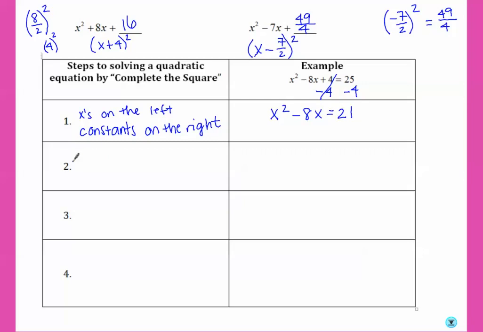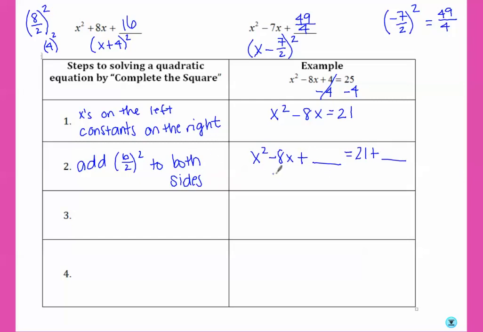Then we add b over 2 squared to both sides. In order to keep our equation nice and balanced, we have to add it to both sides. We can't just add it to one. So x squared minus 8x plus something equals 21 plus something. So in this example, our b is negative 8. So we'll have negative 8 divided by 2 squared. Negative 8 divided by 2 is negative 4. Negative 4 squared is 16.